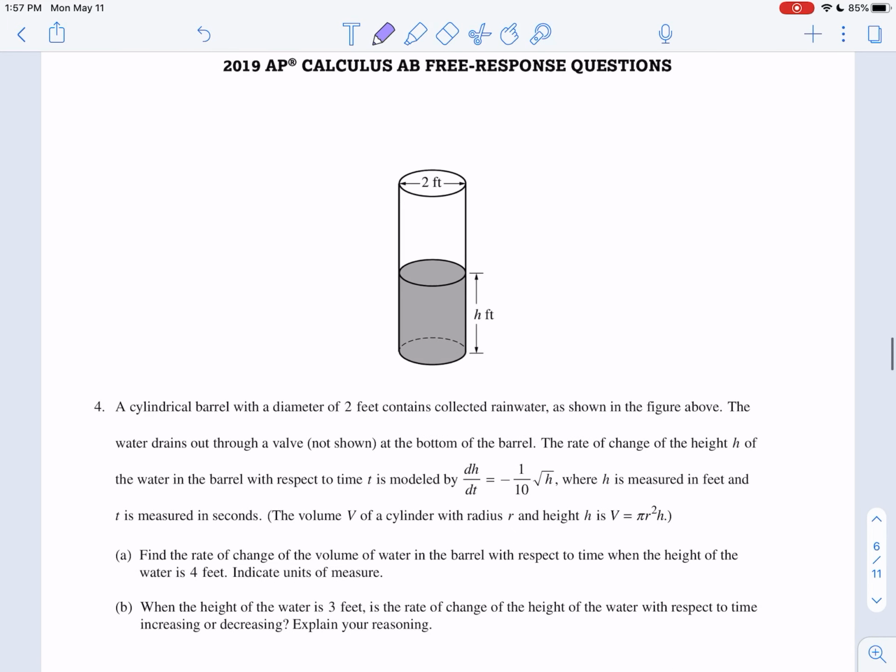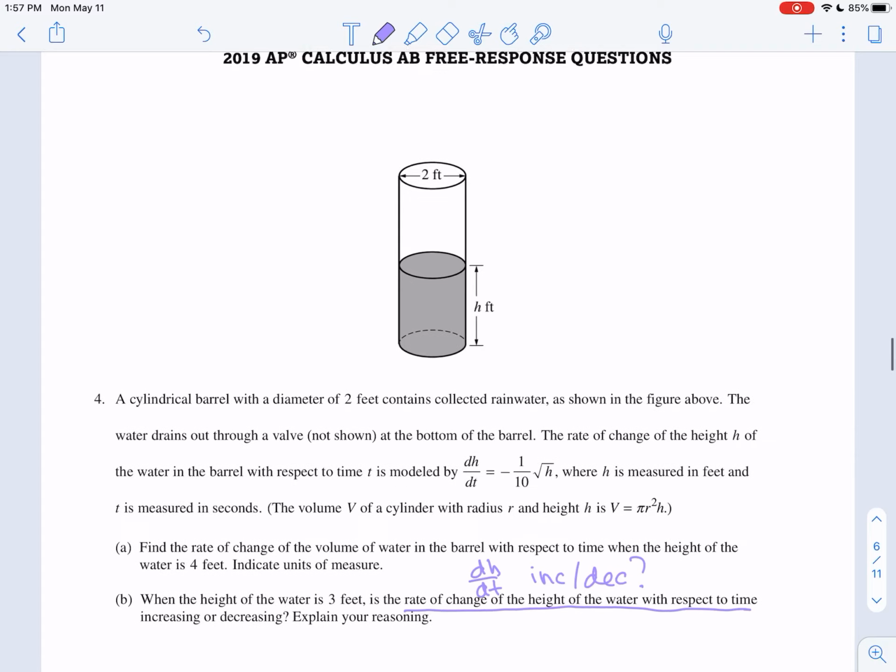Part B. When the height of the water is 3 feet, is the rate of change of the height of the water with respect to time increasing or decreasing? Explain. Okay, so I want to know, again, the rate of change of height with respect to time, that's dh/dt. I want to know, is that increasing or decreasing? Well, if I want to figure out if something's increasing or decreasing at a moment in time, I need to take its derivative. So I want to know, how is the rate of change changing? So I need the second derivative here.